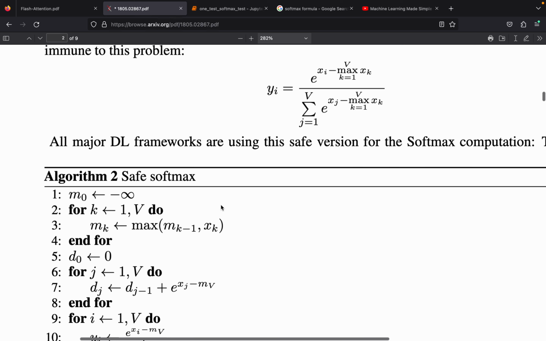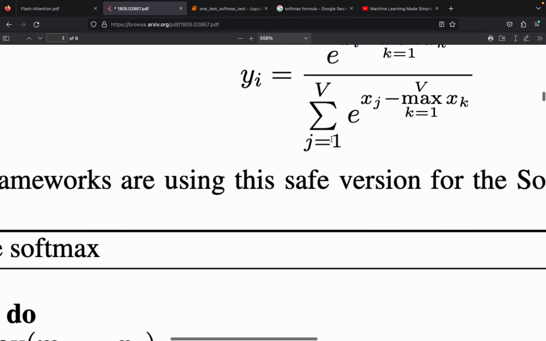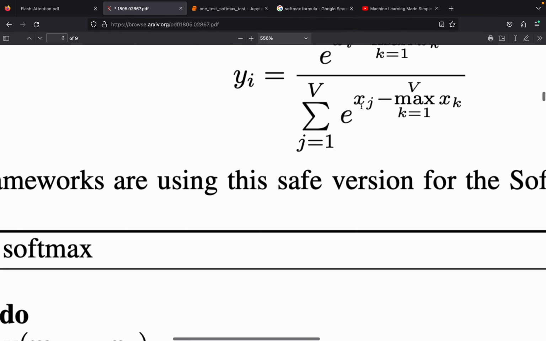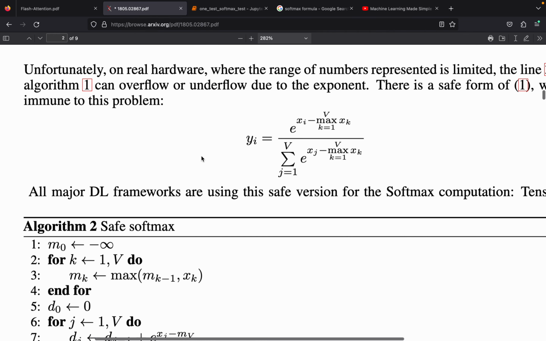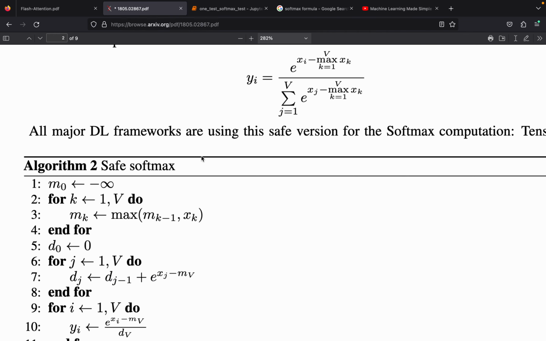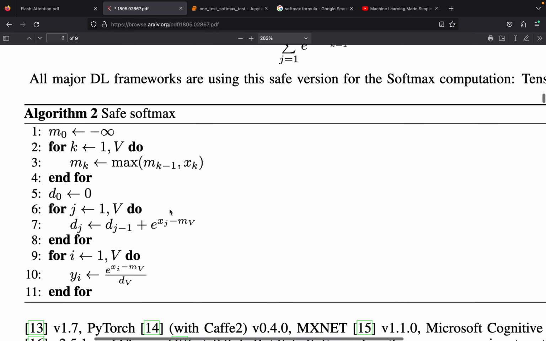Okay, and then we can also see that there is something called summation here, right, which will go through each of the elements xj, and then it will subtract the maximum value from the input array to that element and exponentiate it, and then addition on top of it for all of the elements, right?